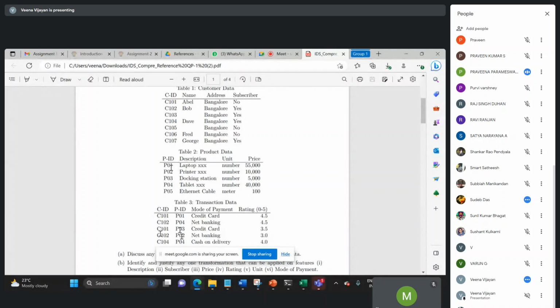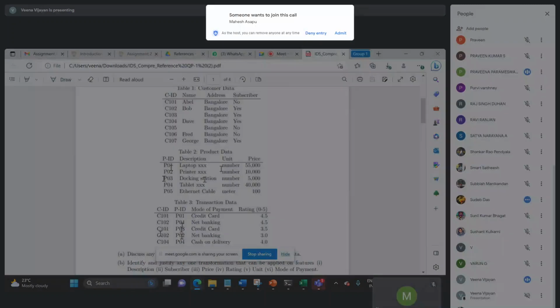In this case, if you see P03 and P04, product 2 and 3 are the ones having the lowest rating. If I look at it, those are also the products which have a lower price. It may not be based on the price that we will be rating. No, I think there could be additional factors also.